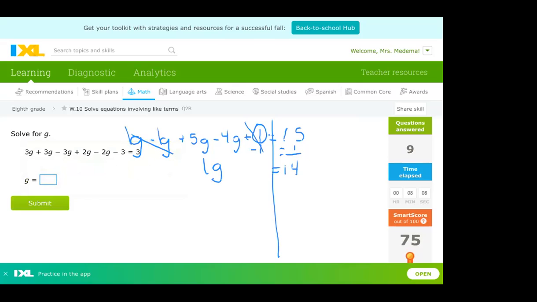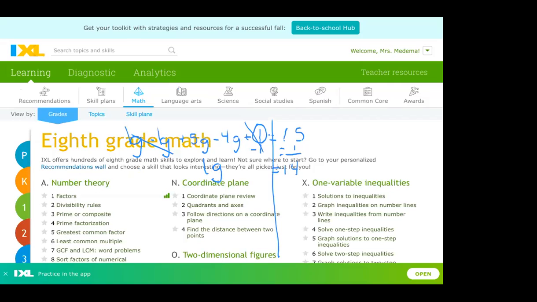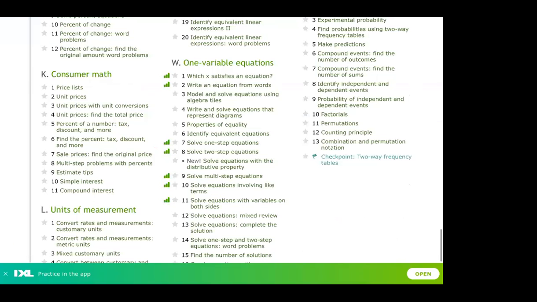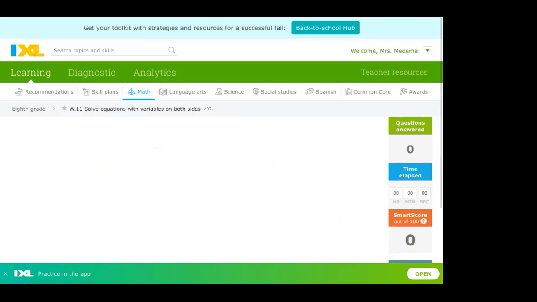All right, so I'm going to look at W11. Okay, so for this one, again, similar, but now the letter's on the other side and you have to move it over.